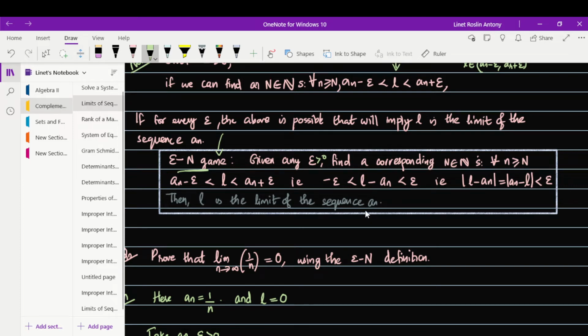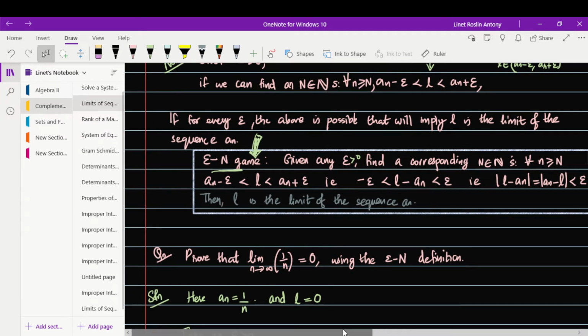That's how to keep the definition in mind. You can just think about the epsilon-N game. Given an epsilon, you have to find an N. If we can find such an N for every epsilon, then we say that L is the limit of the sequence an. Let's understand the same by using the next question.